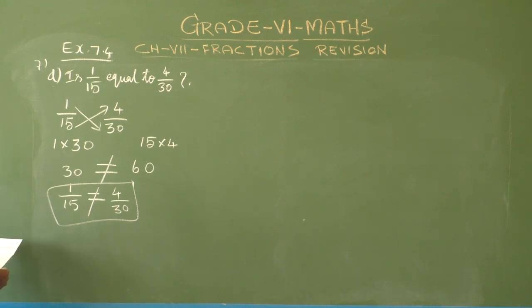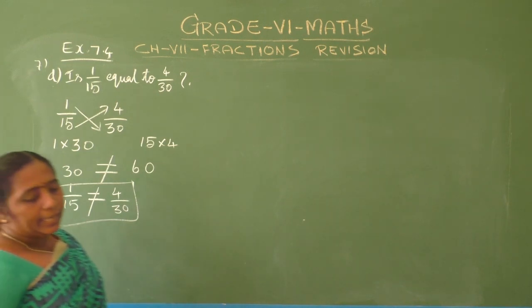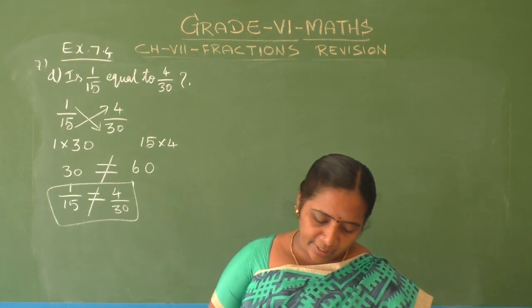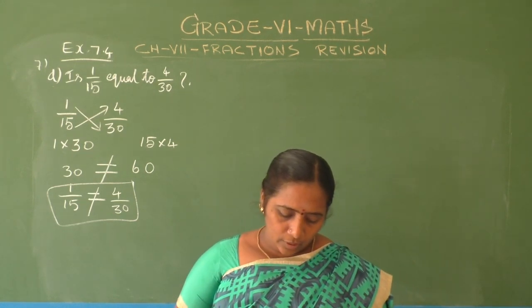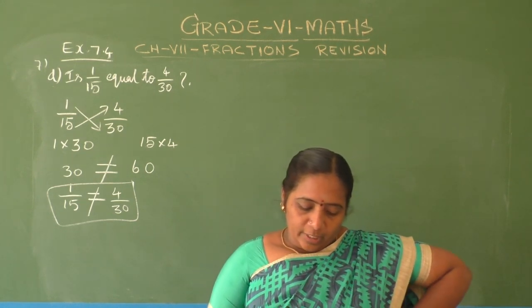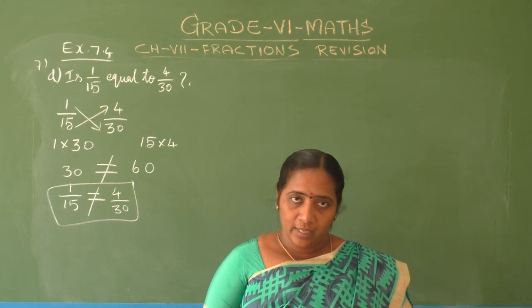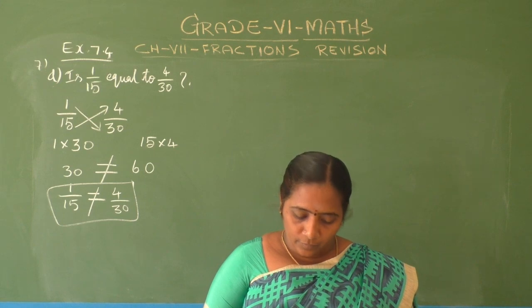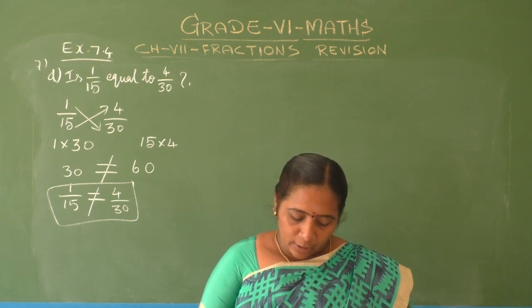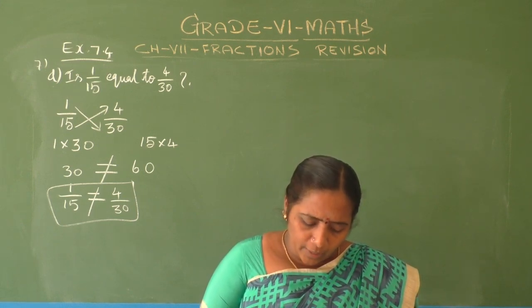The next one, the same exercise. They have 3 word problems. I am going to do one word problem now. 8th sum only I am doing now. The remaining 2 sums you already know. You revise them yourself. See the 8th one, the word problem.